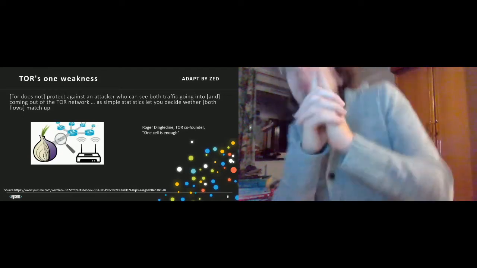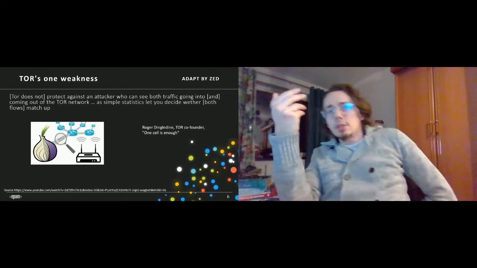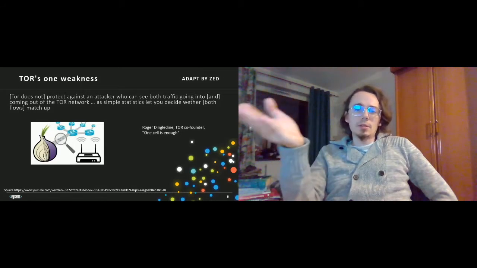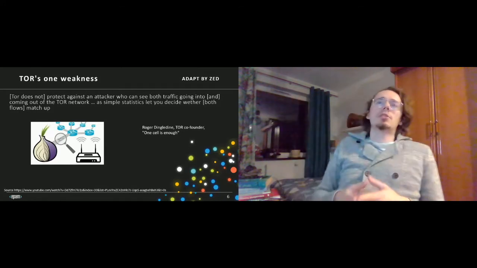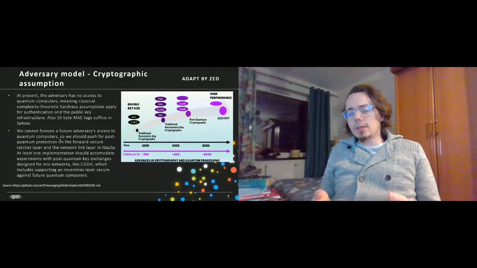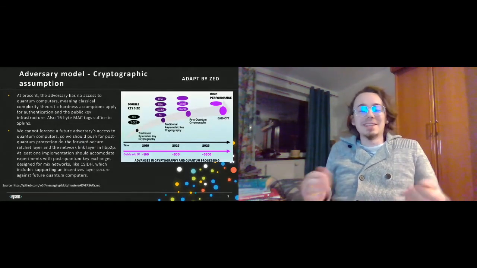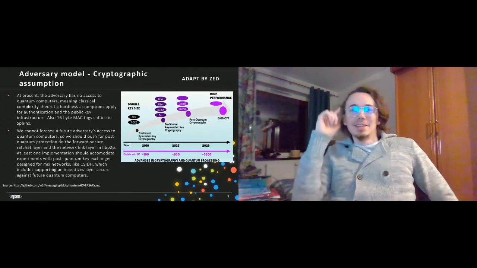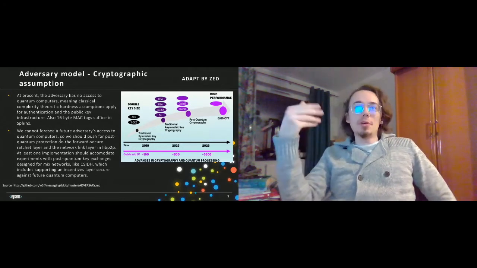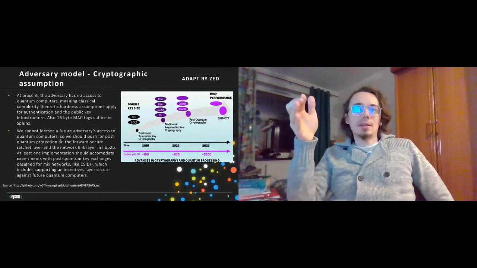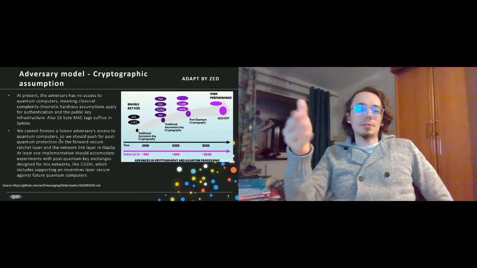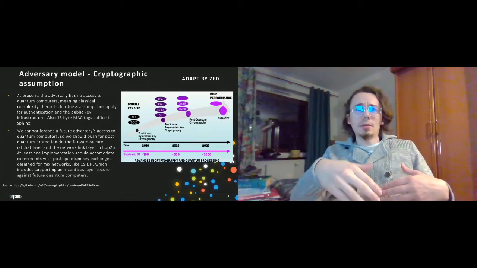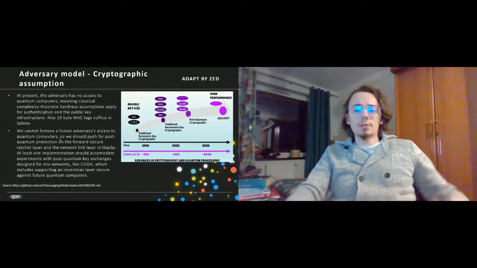Also, a cryptographic assumption needs to be made, because right now we operate with a certain set of algorithms that is considered safe. But as computers become more and more sophisticated, and right now Google has even come up with quantum supremacy, we need to think about something more complicated. So the situation with the cryptographic algorithms that we are currently using will most definitely change in the following years.